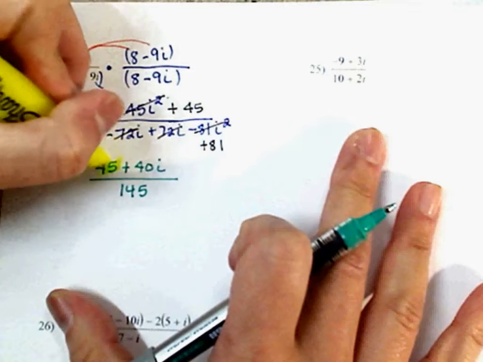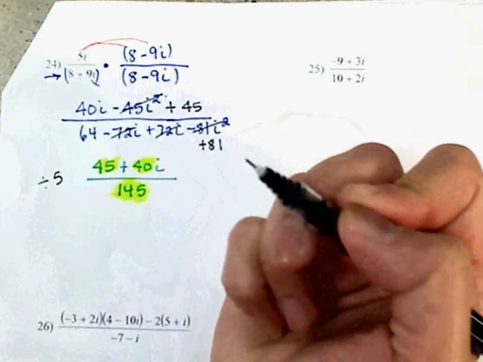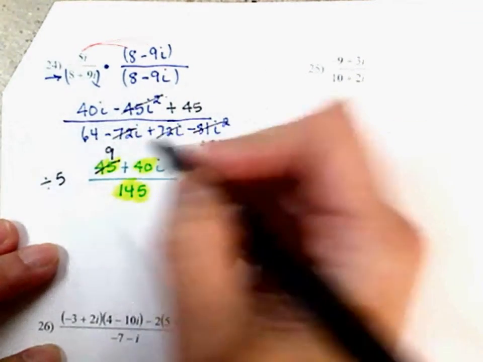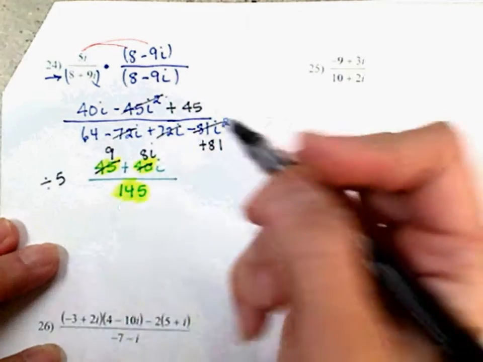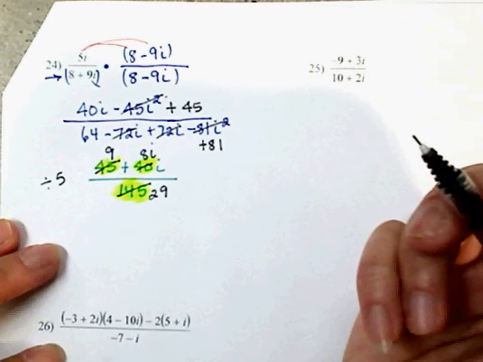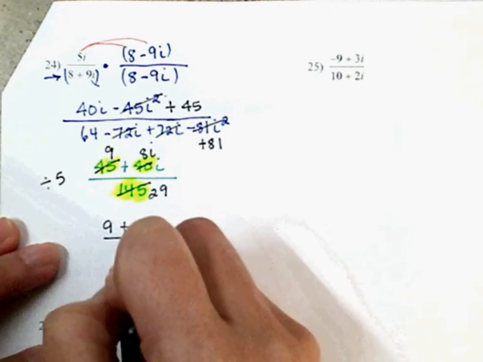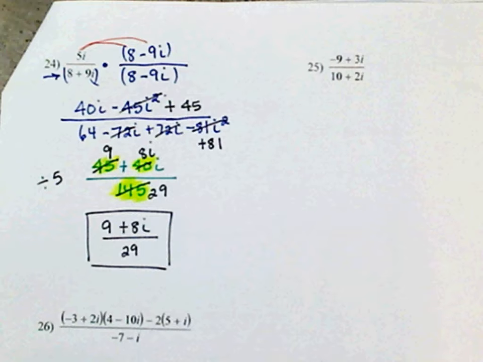Now take a look at all three of your numbers. Can I simplify those? Yes. By what? 5. Let's divide every one of them by 5. Okay? 45 divided by 5 is 9. 40 divided by 5 is 8i. What is 145 divided by 5? 29? Right, is that as low as I can go? So here's your final answer. 9 plus 8i over 29. Okay. That's number 24.